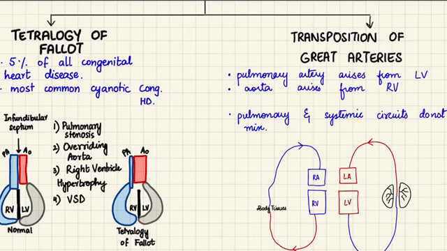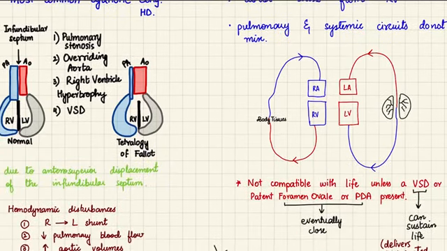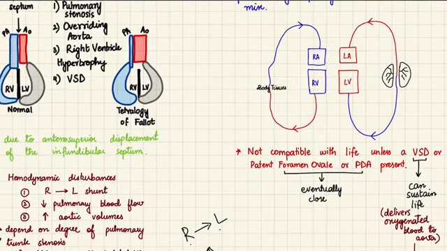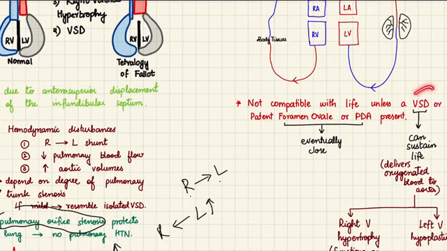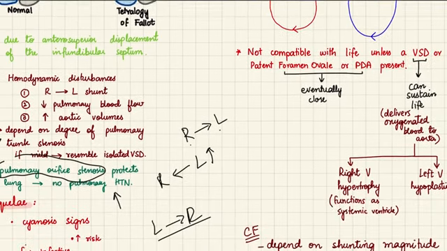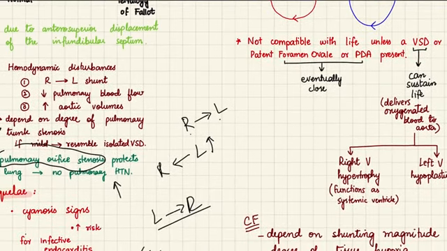This condition is not compatible with life unless there is a VSD or a patent foramen ovale or PDA present, because these are the defects. If we have a defect here or between the pulmonary artery and the aorta, these will be the only ways that blood can be mixed and can sustain life. One thing we know is that this condition is not compatible with life, but if we have a VSD, that can sustain life and it can deliver oxygenated blood to the aorta.